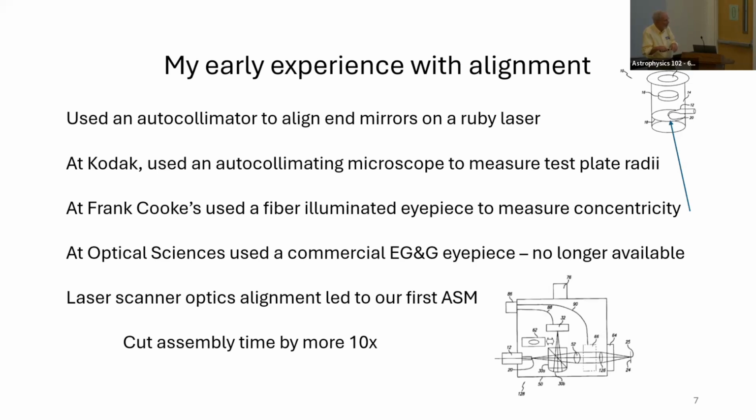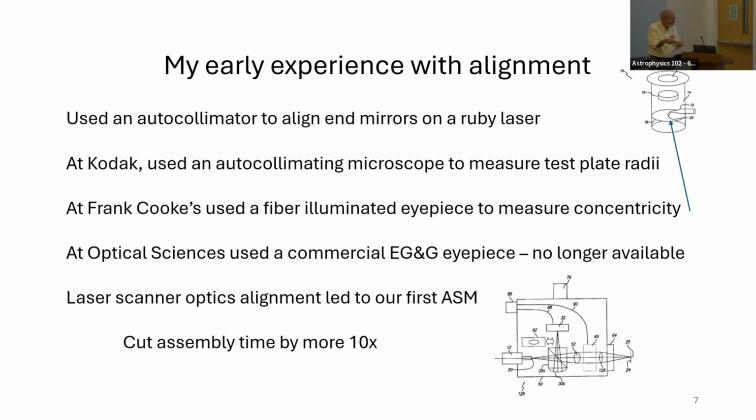I went in to run the optic shop at Optical Sciences at University of Arizona and found that you could buy a commercial eyepiece from EG&G that had fiber built into it. They used it on a spectrometer. I went to order a second one and couldn't, because the craftsmen who used to build them had retired. They were no longer available. But by this time I had enough experience with this kind of thing and saw how valuable it was, and that led to us building our own standalone device.